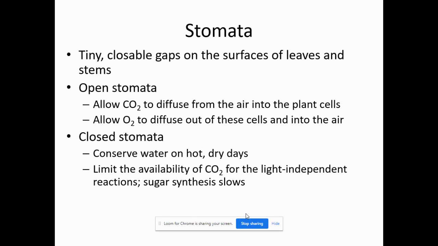And so when we have those hot, dry days, those stomata will close to conserve water. But when they're closed to conserve water, that also means carbon dioxide can't come in and oxygen can't leave. And so you're going to see a slowing of the light independent reactions, and so less food is made.